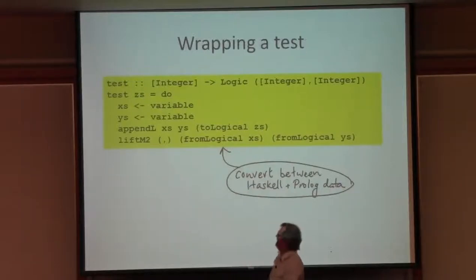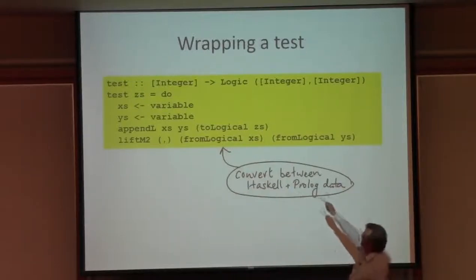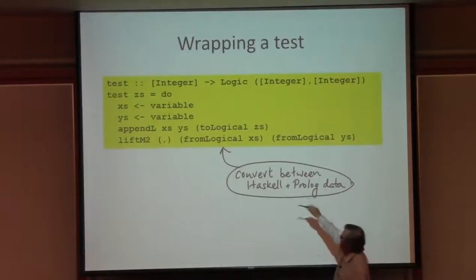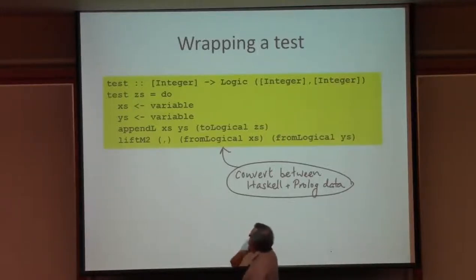Here's a test. This performs the cool application of append. So we just create two unknowns, x's and y's. We ensure that appending them gives z's, and then we return x's and y's as the results. But what I've thrown in here is some functions toLogical and fromLogical that convert between Haskell lists and Prolog lists. And that's going to make it easier for me to see what the result is. So the proof of the pudding is, of course, running the test as a logic program and seeing if it works.